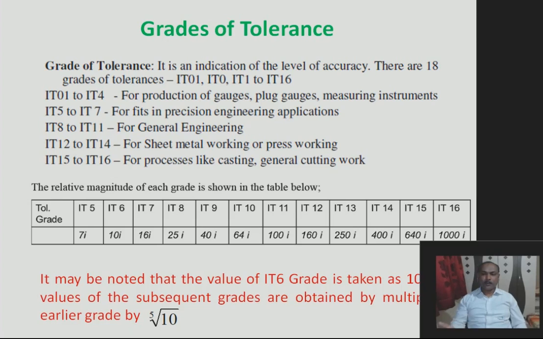How do we remember these grades? You have to remember IT6, which is equal to 10i, and all other subsequent grades can be calculated from this. For example, to calculate IT7, we multiply 10 by the fifth root of 10, which gives 16. To find IT8, multiply the previous grade, 16, by the fifth root of 10, so we get 25, and so on. We get 40, 64 by multiplying by the fifth root of 10.